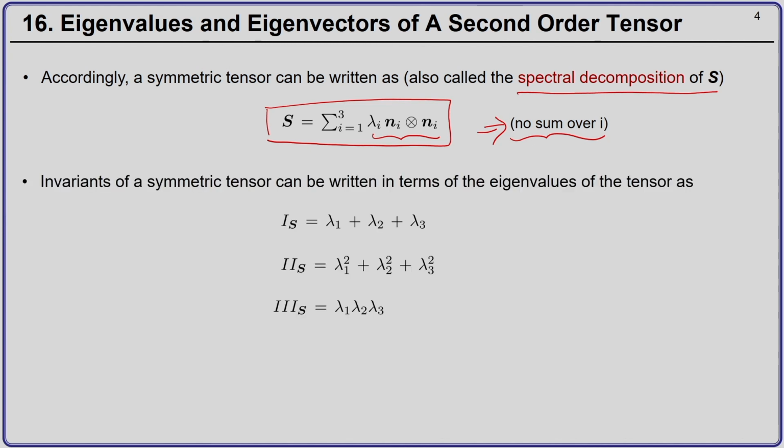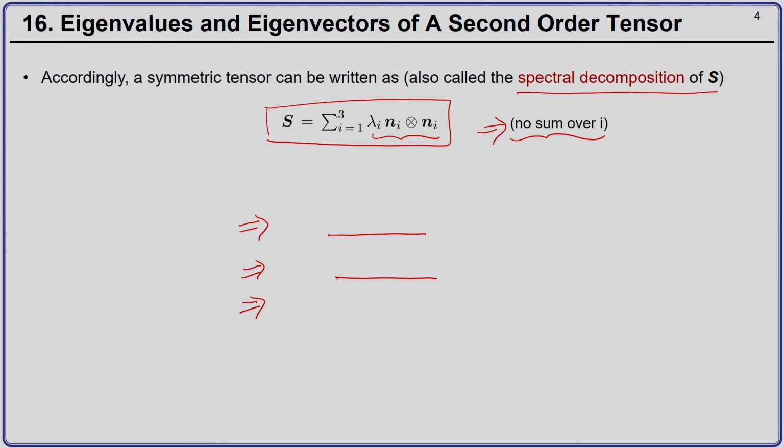For a symmetric second order tensor S, the 3 invariants can be written in terms of the eigenvalues of S. The first invariant is nothing but the sum of the eigenvalues, the second invariant is nothing but the sum of the products of pairs of eigenvalues, and the third invariant is nothing but the product of the 3 eigenvalues.